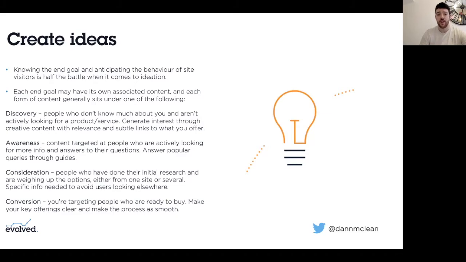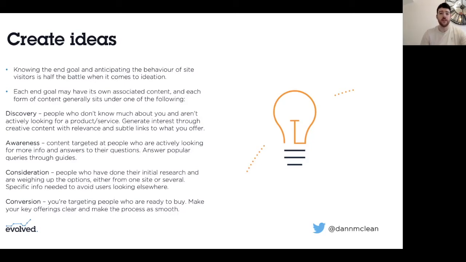The second is awareness. Now this is targeted at people who are actively looking for information online. So they're more so coming to you than you trying to grab their attention. And what you want to be doing through this is answering popular online queries and questions through guide content generally. And then that will put you in a good position for consideration content.